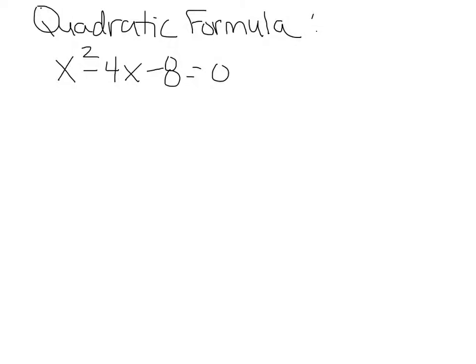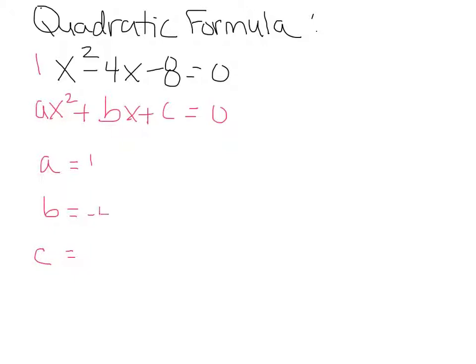Alright, in this video we're going to use the quadratic formula to find the solutions to a trinomial. So the first thing I'd like you to do is recognize that we have a trinomial, and the standard form of a trinomial is ax squared plus bx plus c equals 0. And what this is going to do is it allows us to find a, b, and c. And so up here we can see that a is a ghost, it's a 1, b is -4, and c is -8.